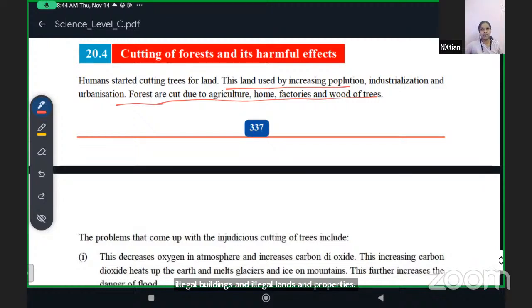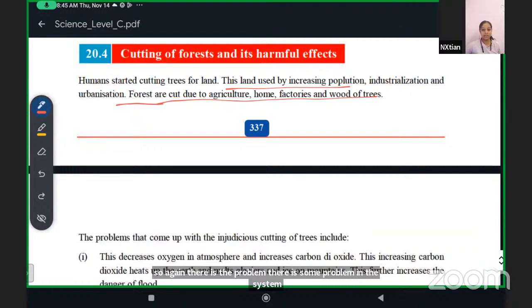So again, there is some problem in the system. There is some problem of the values, the morals. Also, it is based on that, and some of it on the systems. So it's all of that. But again, the cutting of forest is caused by all of these factors.